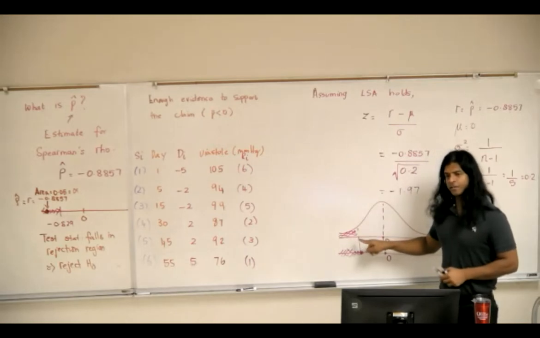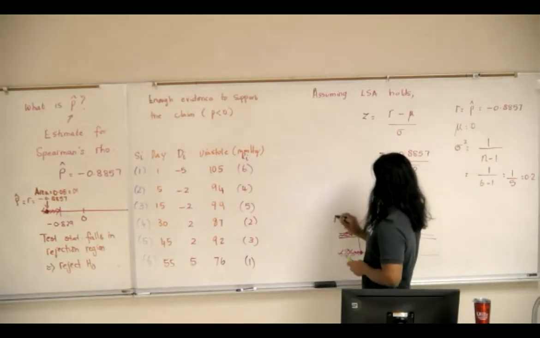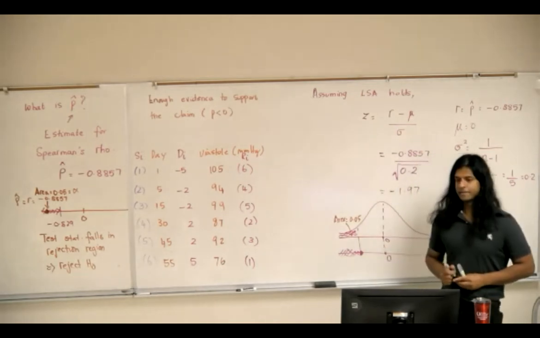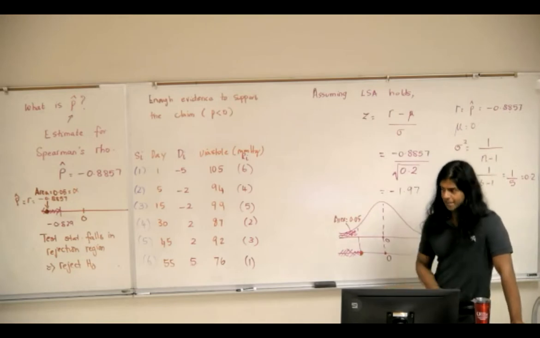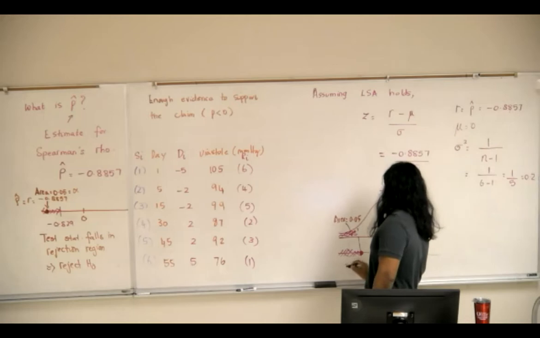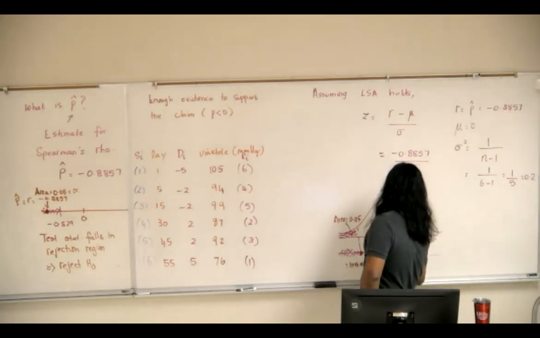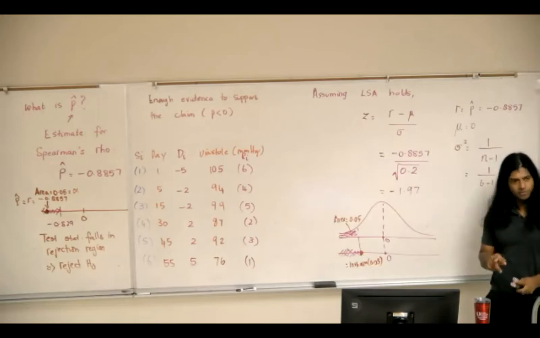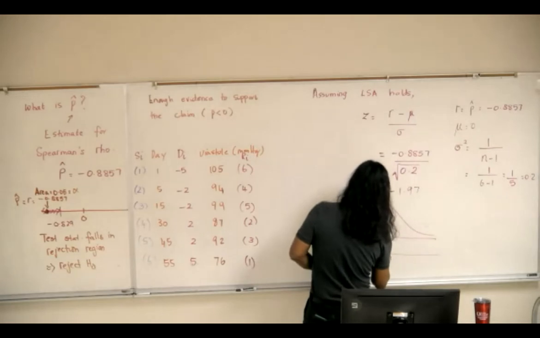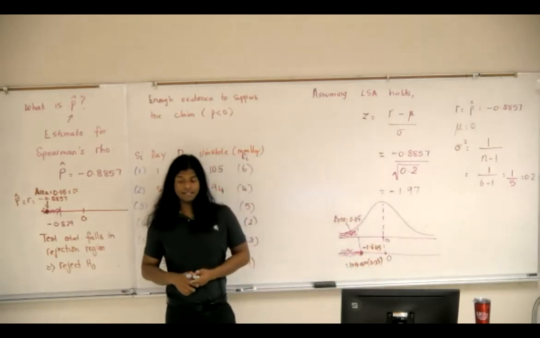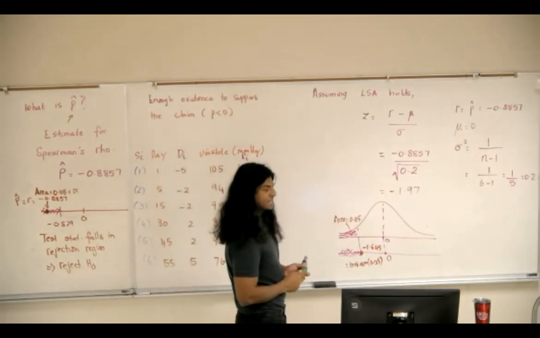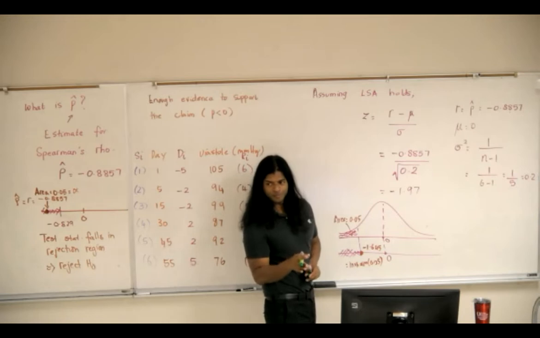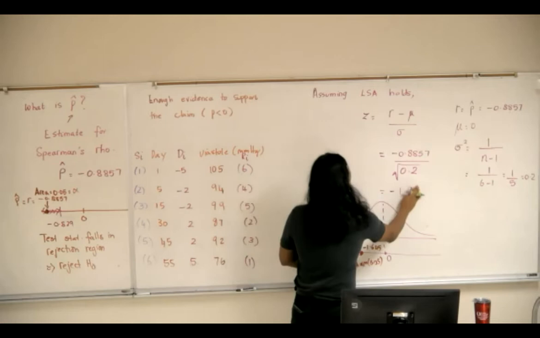That's the area I'm going to use. What is the area? The area here is 0.05. How do I find that number? The left critical value, what do I use for the calculator? Inverse norm. And the area below is 0.05. So the critical value will be negative 1.645. And the standardized test statistic is negative 1.97. If you're doing the three, then it's negative 1.968. 968, okay.